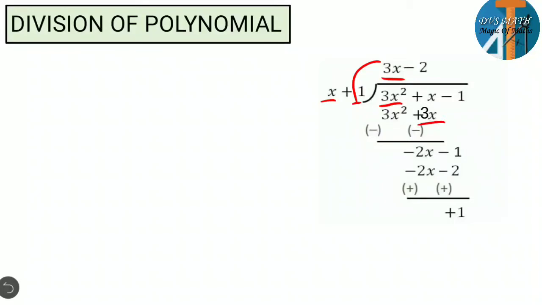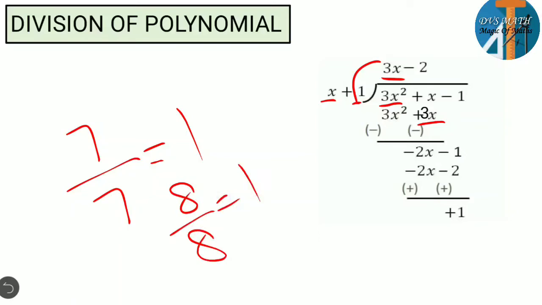Clear? And remember, for example if I divide 7 by 7, what will we get? 1, right? Or 8 by 8, it is 1. Or if we consider x by x, it is 1. But here we don't want 1. We have to get 0 here. When you divide, you have to get 0. So in this case, what do you have to do?